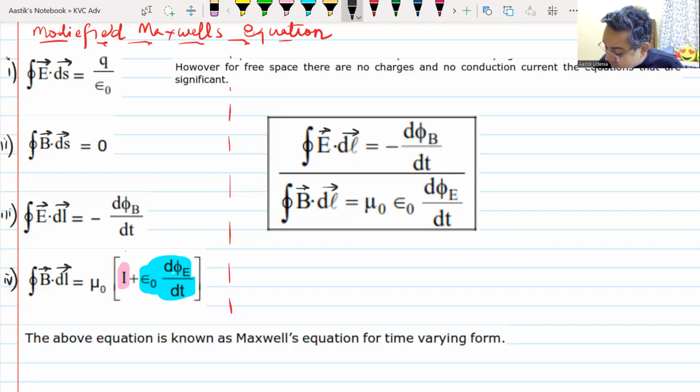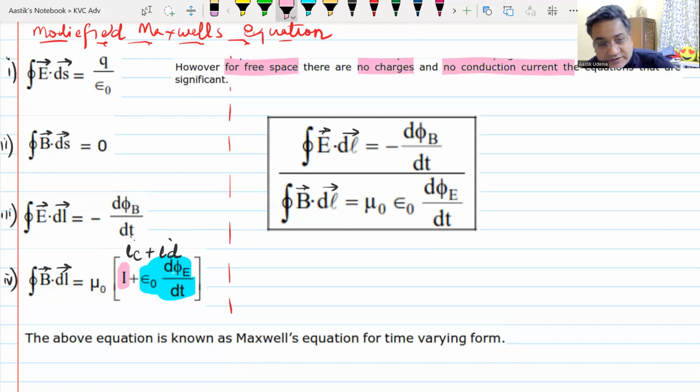Some people also write this equation like this, IC plus ID. Do you understand the meaning of IC and ID? IC is the conduction current and ID is the displacement current. For free space, there are no charges and no conduction current. So you can write equation number 3 and equation number 4 in this fashion. Only what I have changed here is in equation number 4, there is no current, so the conduction current term goes away. I'll give you 2 minutes to note this down.